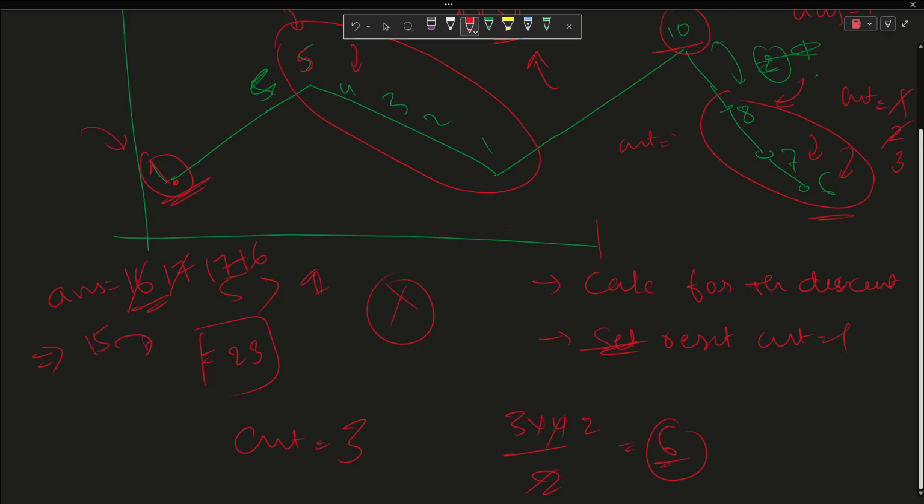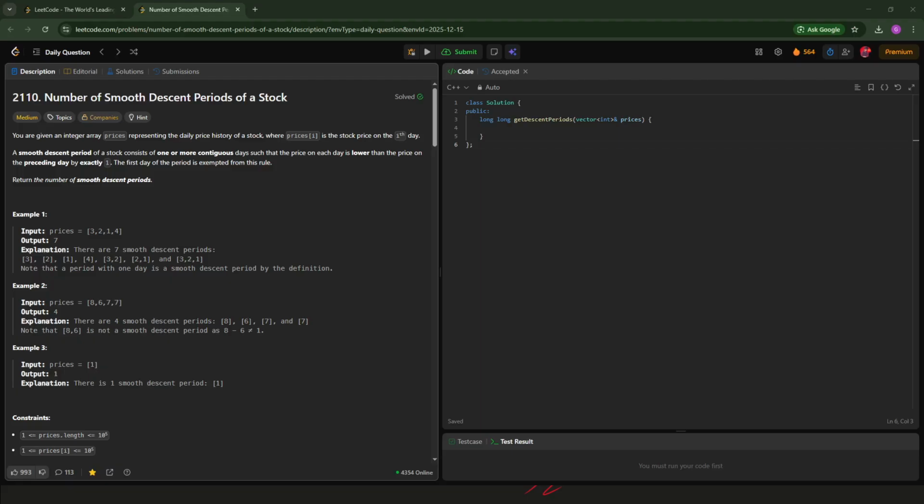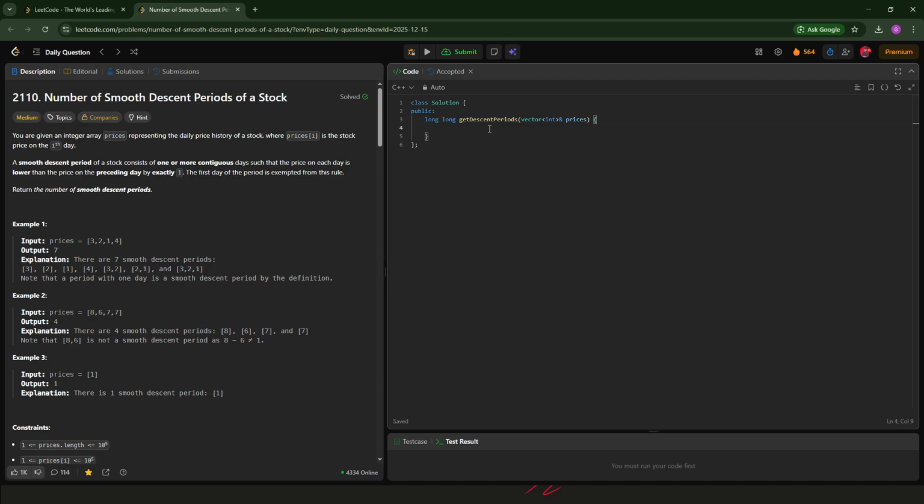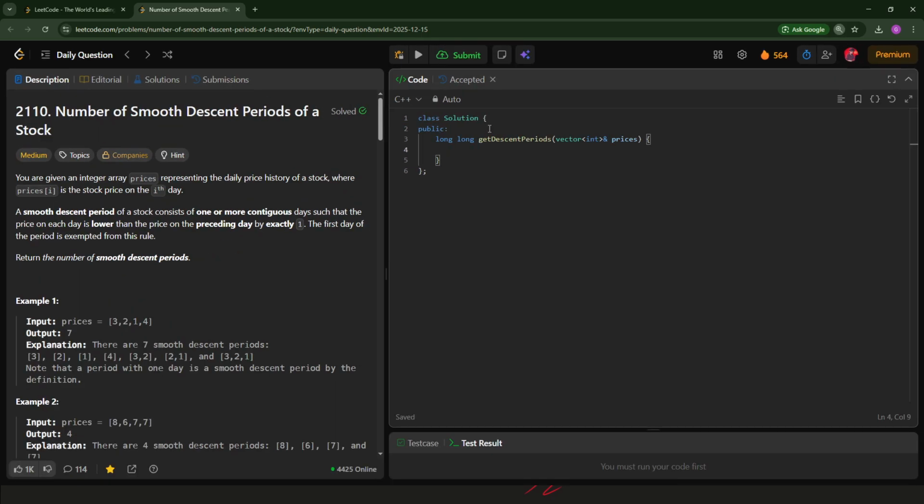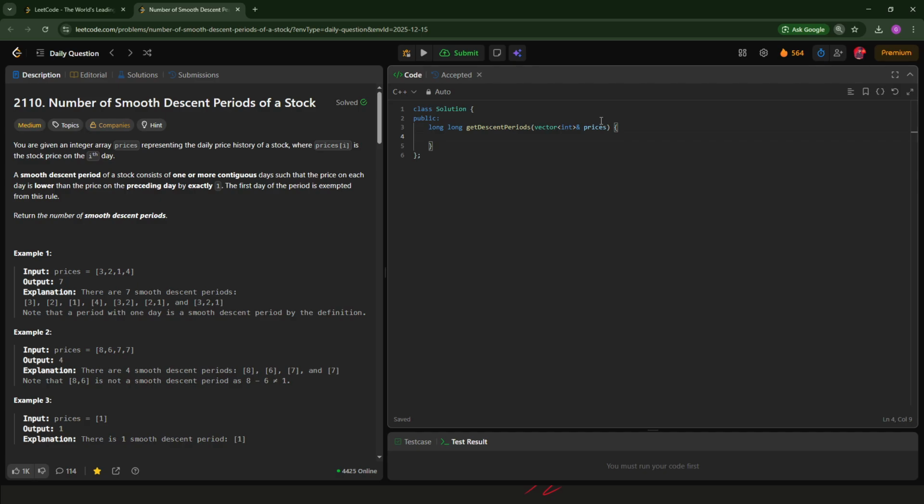So how can we code this? Let's start coding the solution. Let me zoom the screen. We take n for the size of the array. Then we need to set the current descent as 1, so I'll declare one variable, current descent, and set it to 1.